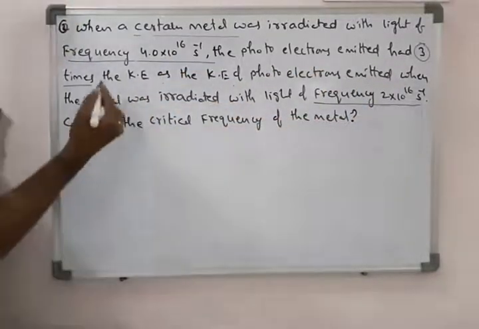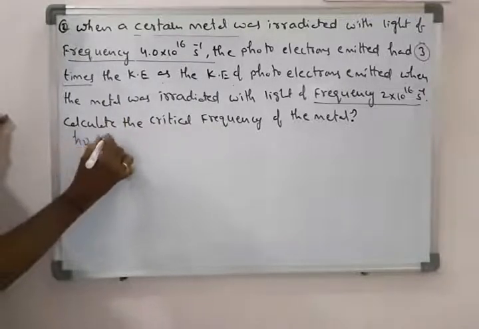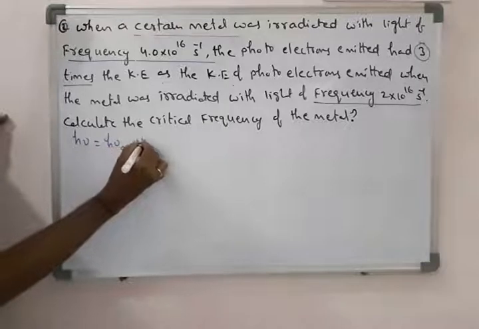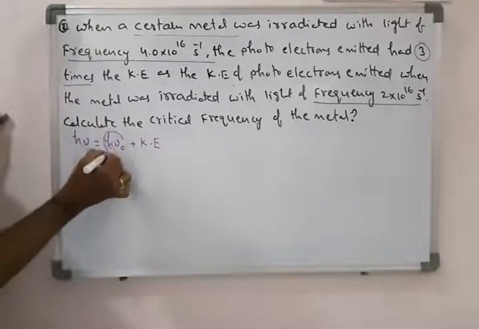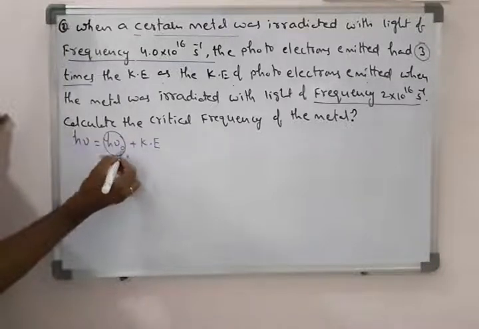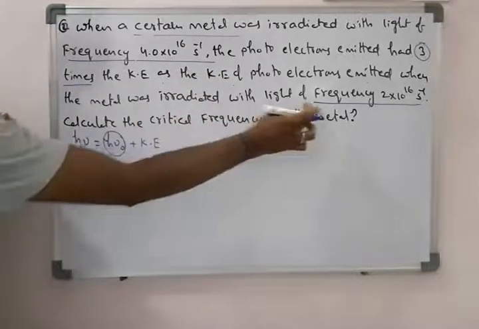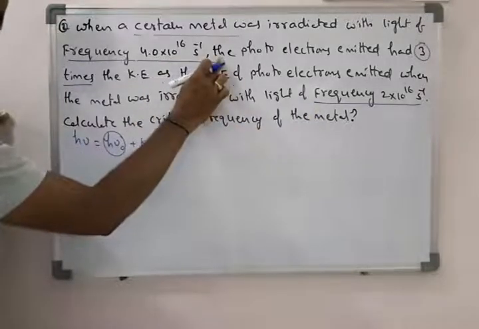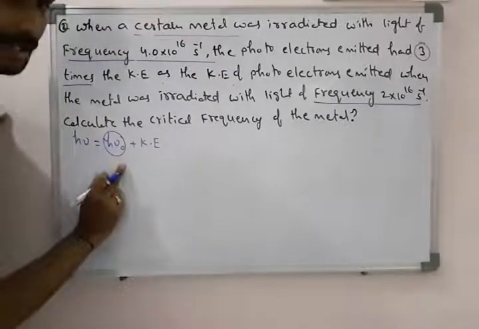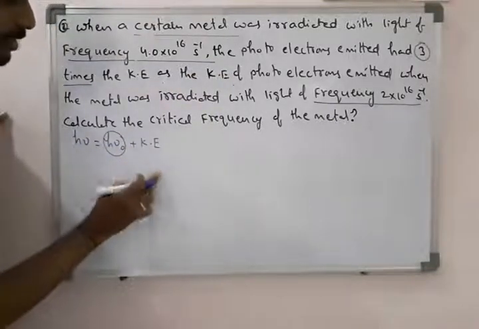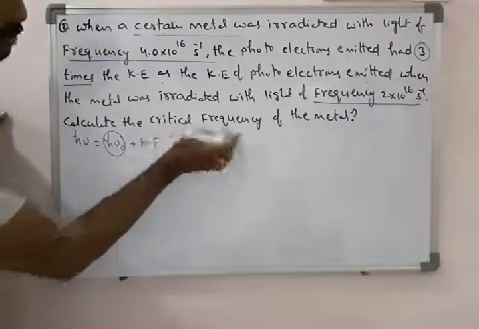Means we know the general formula, that is h nu is equal to h nu naught plus kinetic energy. Here there is no change in the h nu naught because the metal is the same. The same metal is used for the 2 experiments. This is the first experiment and this is the second experiment. That's why there is no change in the h nu naught. There is information given about the kinetic energy of these electrons released.